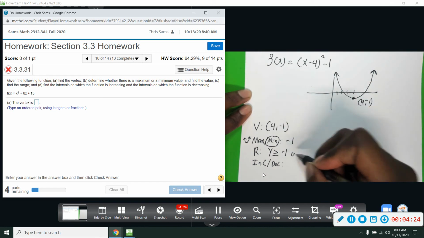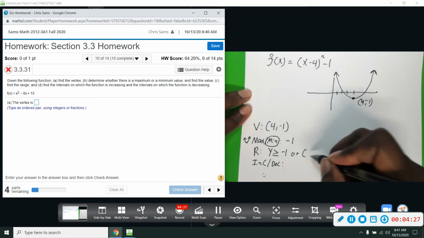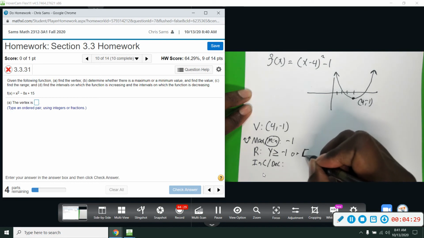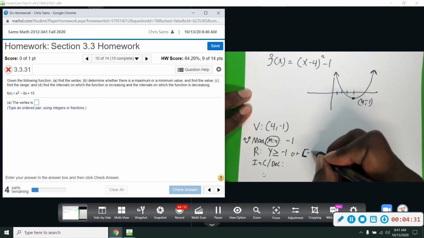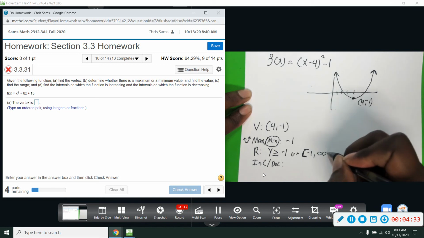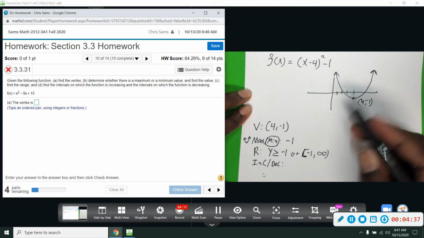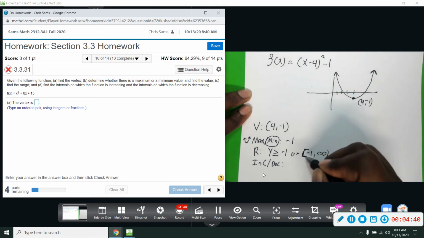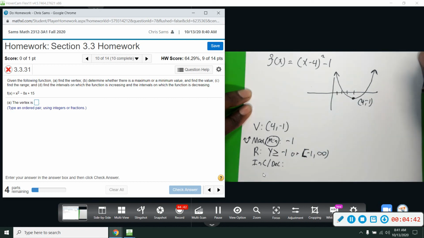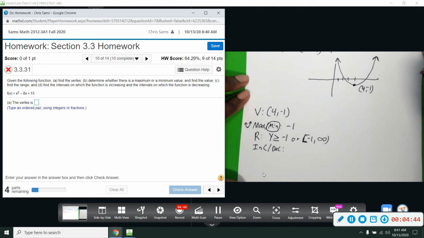Okay, or you can write it like this. You can write in a bracket, negative 1 up to positive infinity. You always go from smallest to largest. Because it's solid line or equal to, you want to put a bracket. That's what that underline stands for. All right. And then increasing, decreasing interval.